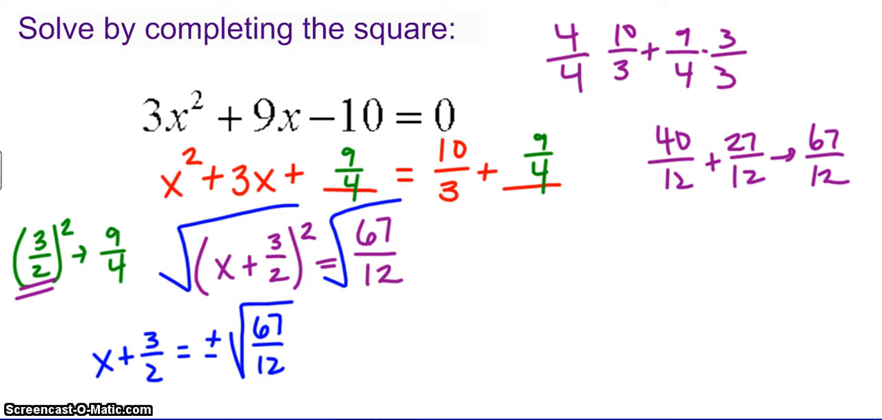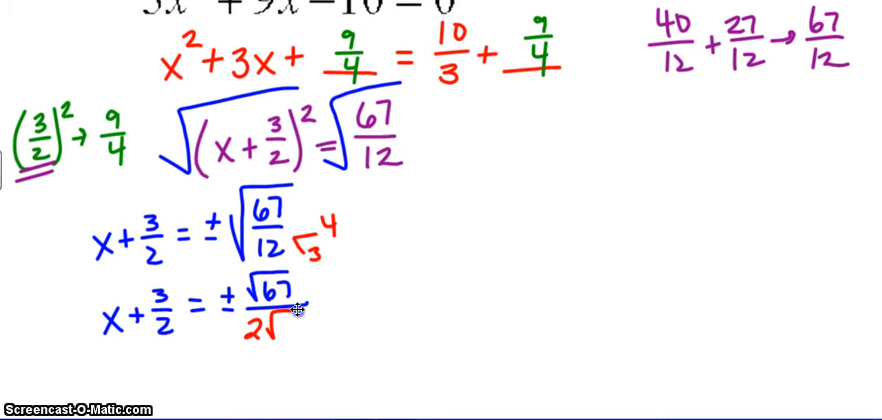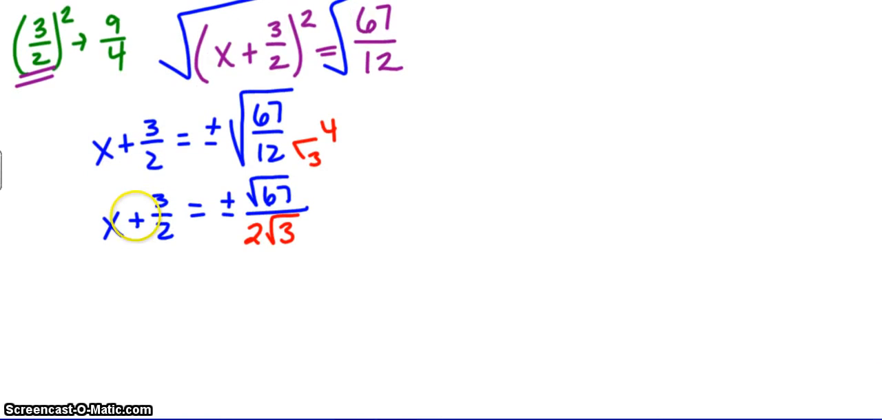Remember, when you take the square root of a fraction, you want to take the square root of the top and the square root of the bottom. Well, the square root of the top doesn't simplify at all. So we're just going to leave that as the square root of 67. But the bottom factors into 4 times 3. So you can take out that perfect square. And you're left with 2 rad 3. Last thing then is to get our 3/2 to the other side.